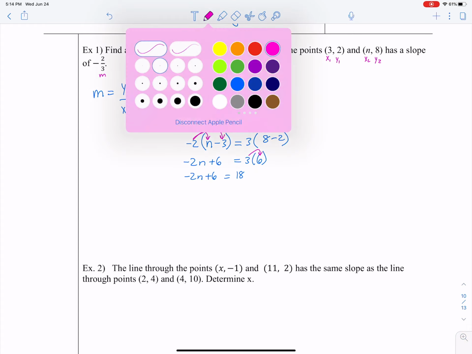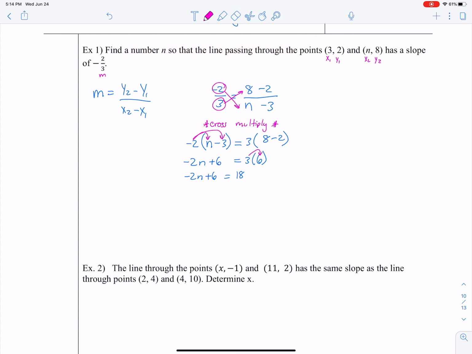So this 6 is being added. So to move it to the other side, we're going to do the opposite of adding. We're going to subtract from both sides. So we're going to subtract 6 here. This plus 6 minus 6, they cancel each other out. So we end up with negative 2n. And then we have 18 minus 6, that gives us 12.